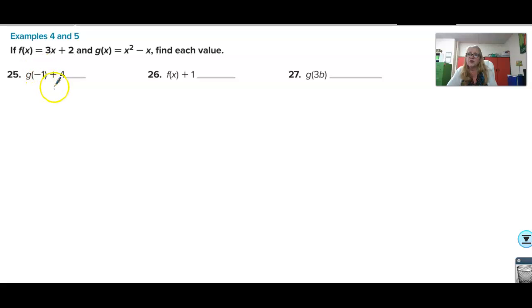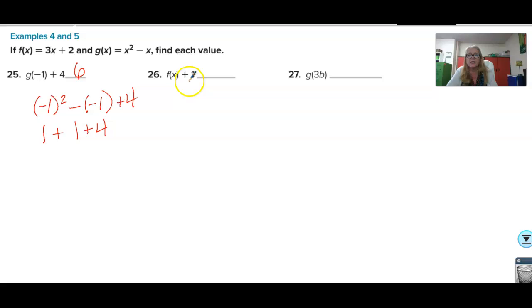All right, so we wanted a g of negative 1 plus 4. So we would use the g of x equation, substituting negative 1 for x, and then we have to add 4. Negative 1 times negative 1 is 1. Minus a negative is the same as adding a positive. Plus 4 is 6.